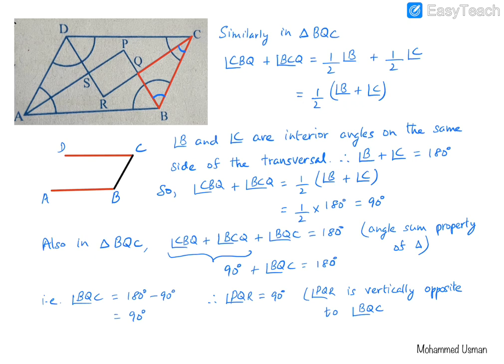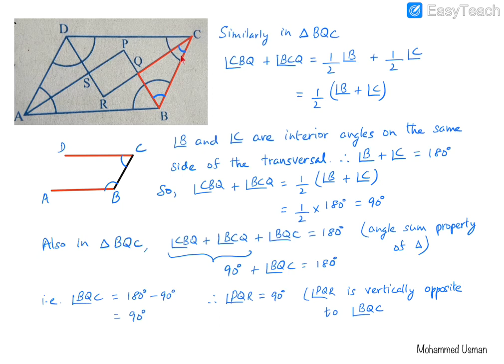Again, like in the previous case, the angles B and C are interior angles to the parallel lines AB and CD cut by the transversal BC. So angle B and angle C are interior angles on the same side of the transversal. So therefore, angle B plus angle C is 180 degrees. So the sum of these two angles is 180 degrees, which is here.